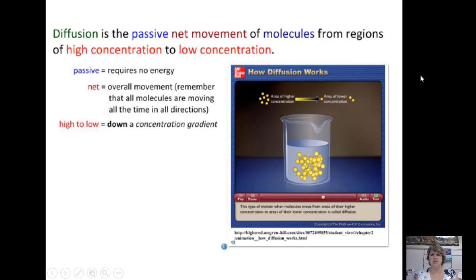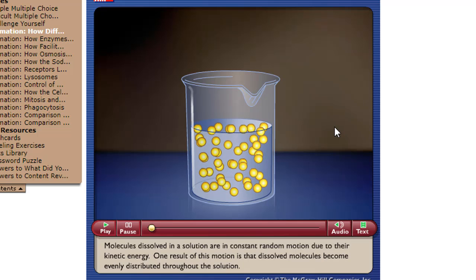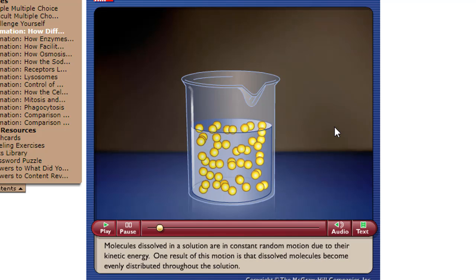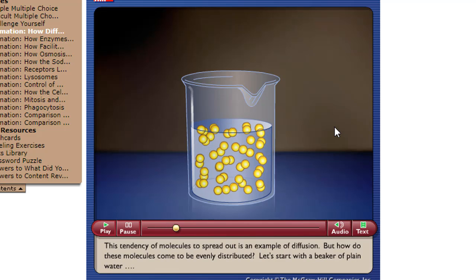All right, so I want to watch this little video of how diffusion works.